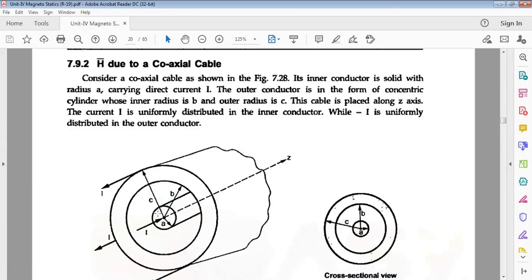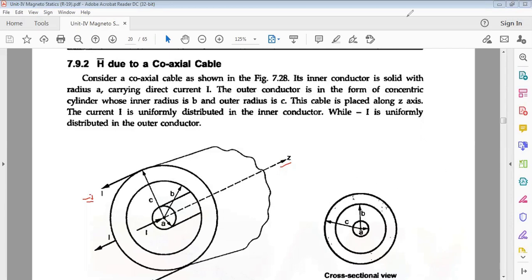The inner conductor is a solid with radius a. The cable is placed along the z-axis. The current I is uniformly distributed in the inner conductor, while minus I is uniformly distributed in the outer conductor. See, current I is there in the inner conductor, and minus I in the outer conductor.